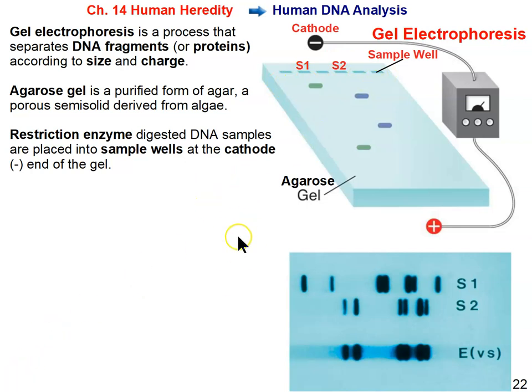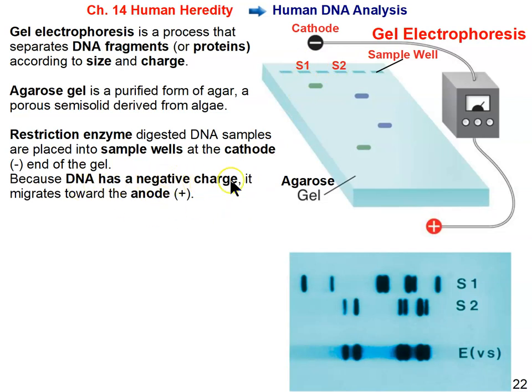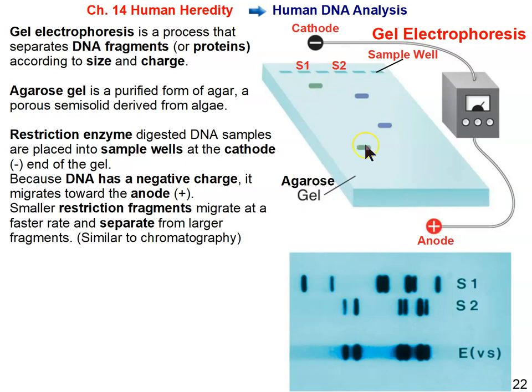The whole premise here is that DNA, which is what we're putting into these sample wells, is negatively charged. Therefore, it migrates towards the anode, the positively charged electrode, because opposites attract, right? What moves the DNA through the gel is its attraction to the anode. So when we put an electrical field across this gel, that causes the DNA to move through the gel. And that's significant here because the smaller fragments are going to move faster than the larger fragments.